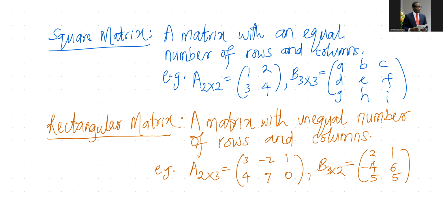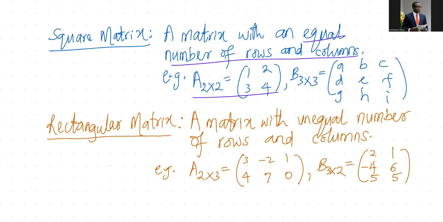The next one will be the square matrix, and these are particularly important. In fact, you're going to come across a lot of square matrices as we move on. A square matrix is simply a matrix with an equal number of rows and columns. So if you have a particular matrix that has the same number of rows as it has columns, then that is a square matrix. Like you see in this first example, this is a 2 by 2 matrix, 2 rows, 2 columns: row 1, 1, 2; row 2, 3, 4; column 1, 1, 3; column 2, 2, 4.